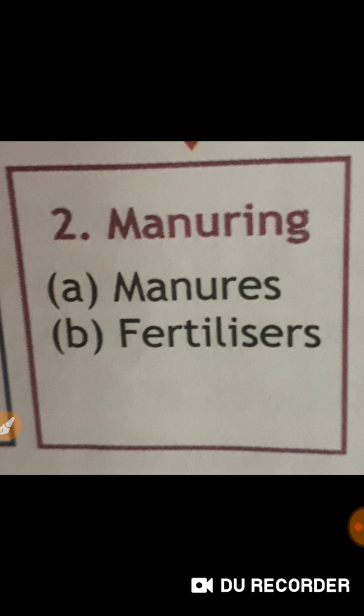Now, advantages of using manure over fertilizers. There are advantages of manures and there are a few disadvantages of fertilizers. We will discuss them one by one. So what are the advantages of using manure over fertilizers? Manure enhances the water holding capacity of the soil. It makes the soil porous, making exchange of gases easy. It improves the texture of the soil, and it increases the number of friendly microbes in soil, for example, earthworms and all.